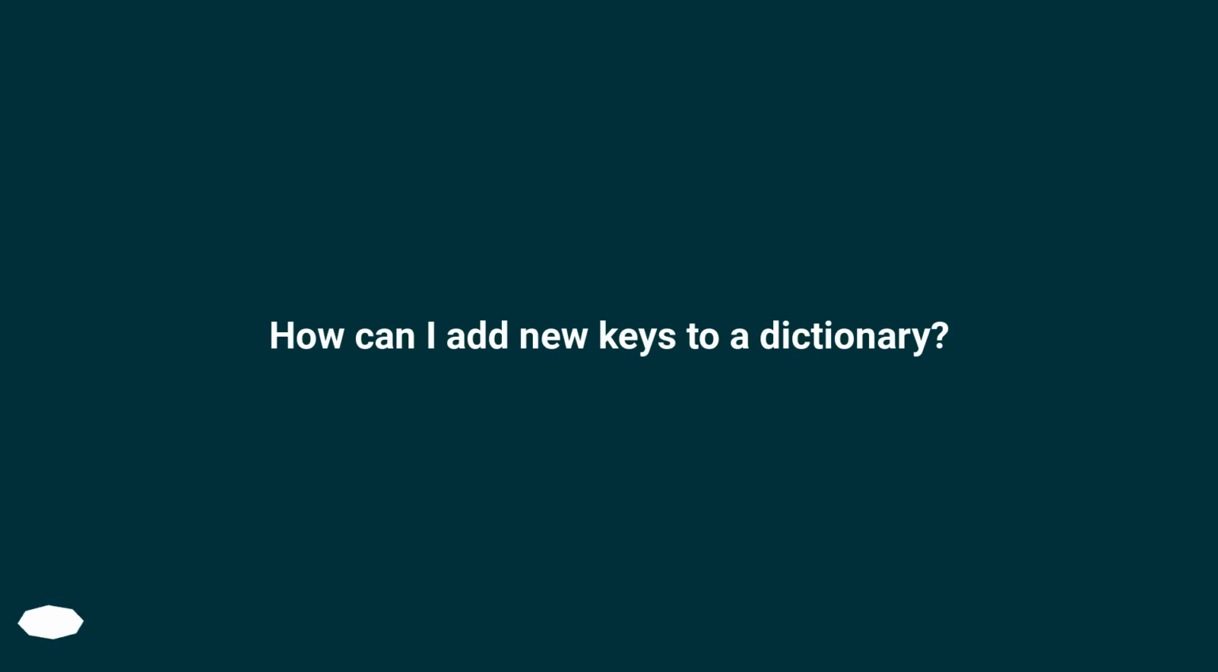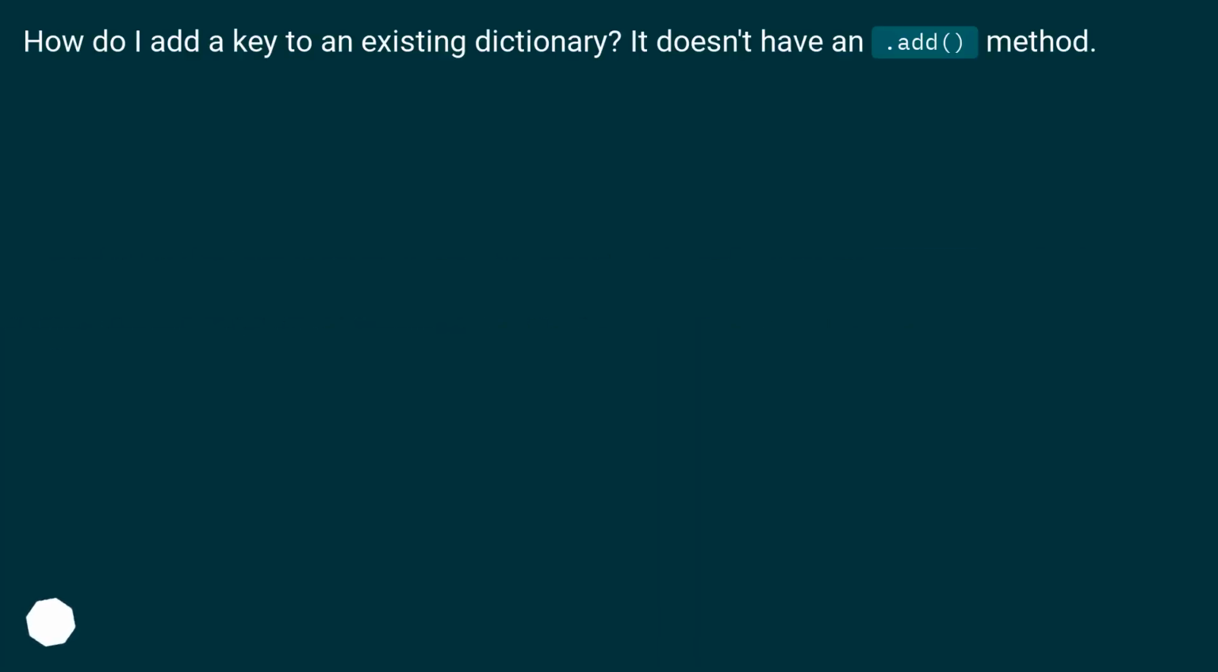How can I add new keys to a dictionary? How do I add a key to an existing dictionary? It doesn't have an .add method.